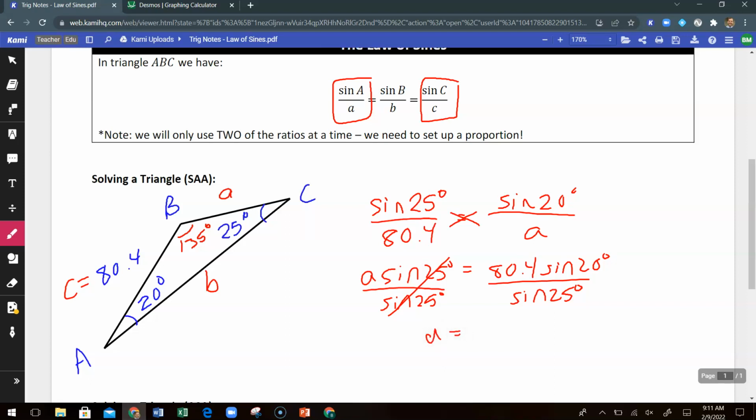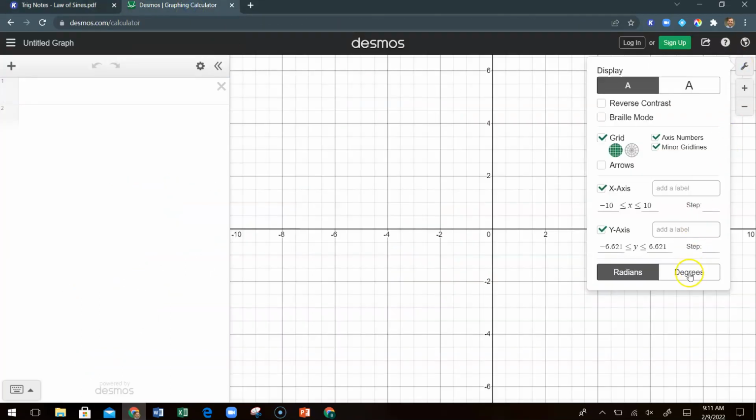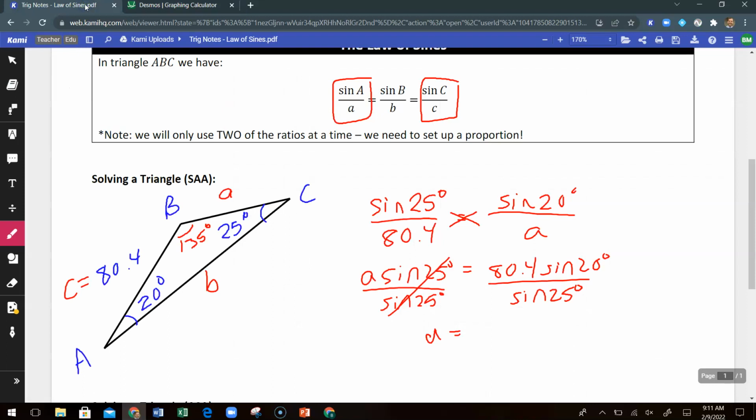In a calculator, I'm just going to plug all that in. I need to make sure that I am in degree mode since my angles are given in degrees, so I am going to check that. Then we're just going to do 80.4 times the sine of 20 degrees divided by the sine of 25 degrees, and that gives me roughly 65. So side length A is going to be 65.